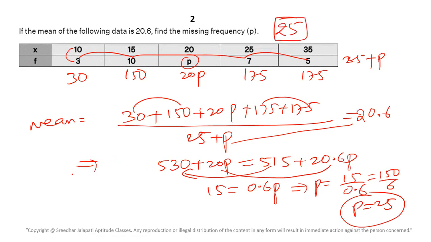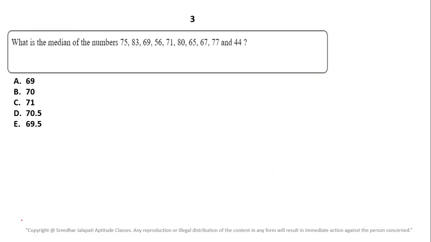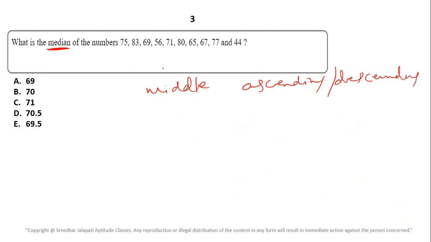Right? Yes. And here is the next question. Question number 3. What is the median of the numbers? By the way, median is nothing but the one which occurs in the middle when you arrange the elements in ascending or descending order. After arranging all the elements in ascending or descending order, median is the one which occurs in the middle.